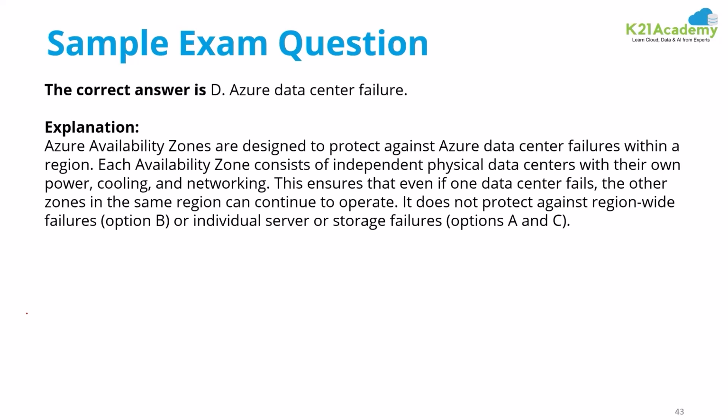Each availability zone consists of independent physical data centers with its own cooling, power and networking. This ensures that even if one data center fails, the other zone in the same region can continue to operate. This does not protect against region-wide failure, which is option B, or individual server or storage failures, which is option A and C. That's the reason why there is a further explanation of it.